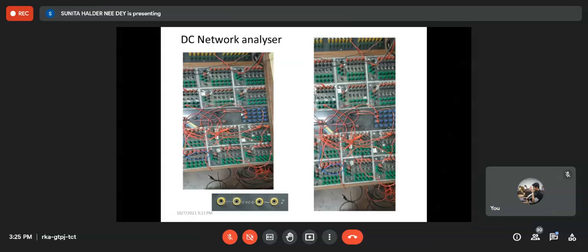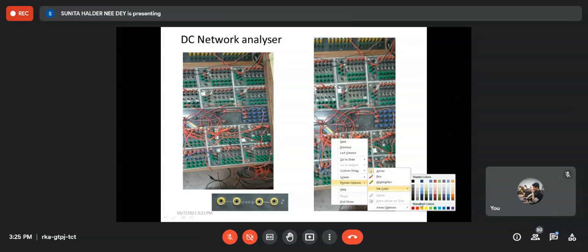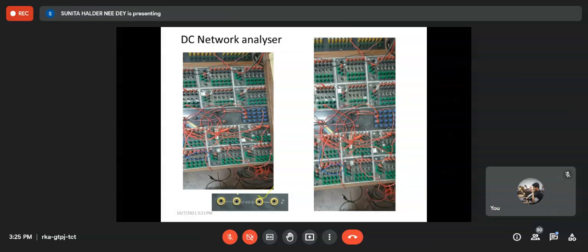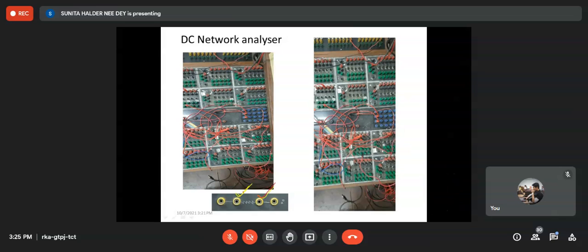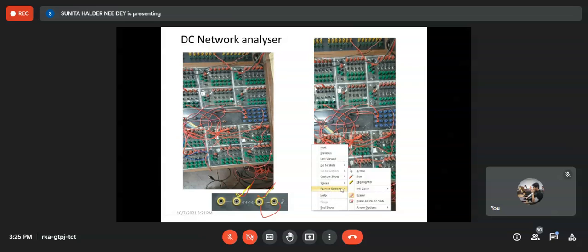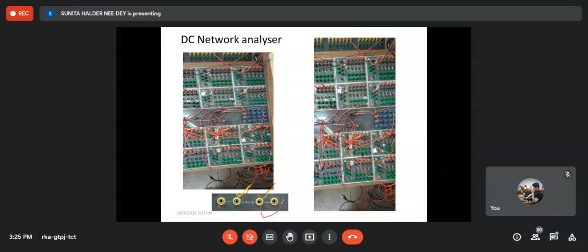Now, this is the network analyzer. These are simply an array of resistances, and each resistance has two terminals. This is the actual resistance, connected in between these two terminals, but these two are shorted. Why are they used? So that if we want to connect an ammeter, we just remove this shorting and connect the ammeter.